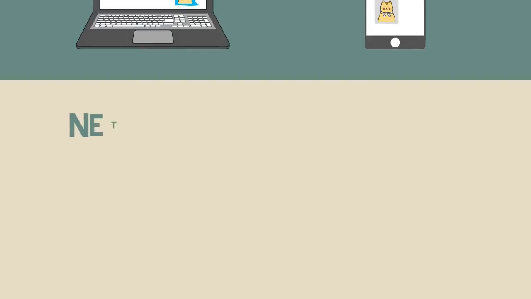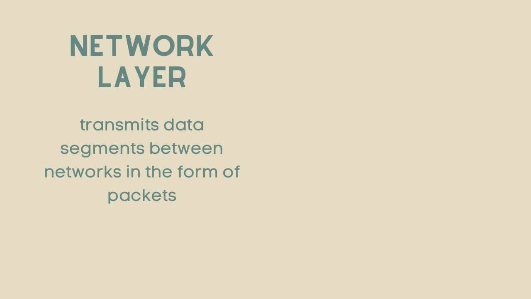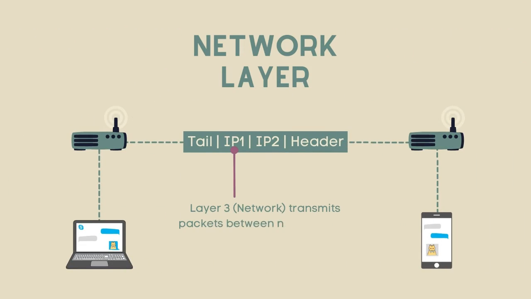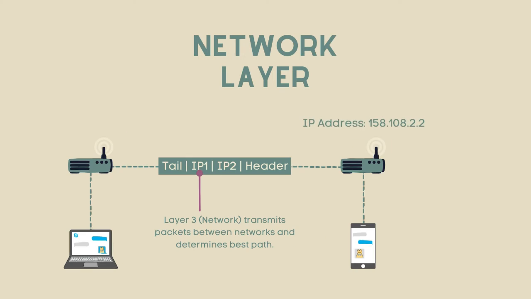Network layer transmits data segments between networks in the form of packets. This layer determines how data is sent to the receiving device. It is responsible for packet forwarding, routing, and addressing. Layer 3, or network, transmits data segments between networks in the form of packets. When you message your friend, this layer assigns source and destination IP addresses to the data segments. Your IP address is the source and your friend's is the destination. Layer 3 also determines the best paths for data delivery.